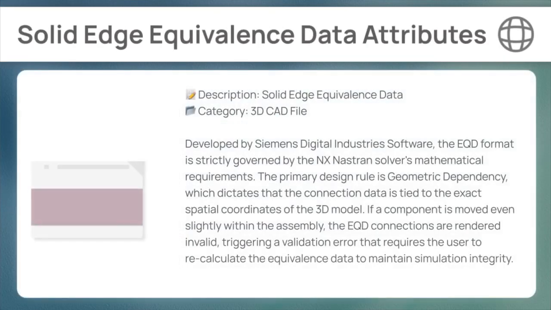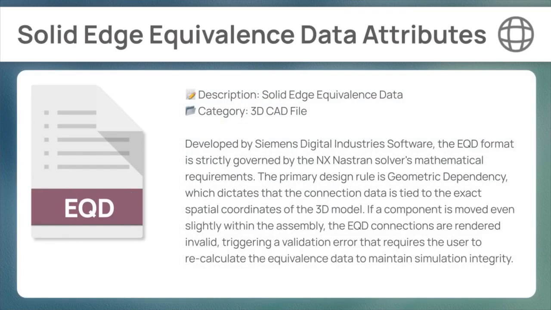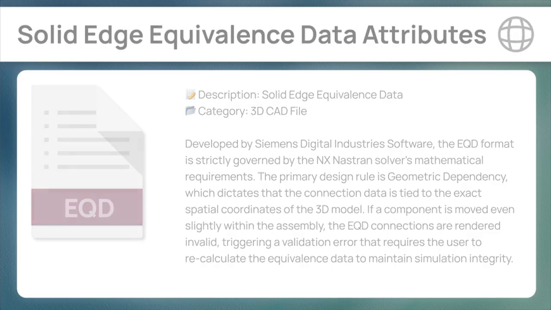Developed by Siemens Digital Industries Software, the EQD format is strictly governed by the NX Nastran solver's mathematical requirements. The primary design rule is geometric dependency, which dictates that the connection data is tied to the exact spatial coordinates of the 3D model. If a component is moved even slightly within the assembly, the EQD connections are rendered invalid, triggering a validation error that requires the user to recalculate the equivalence data to maintain simulation integrity.